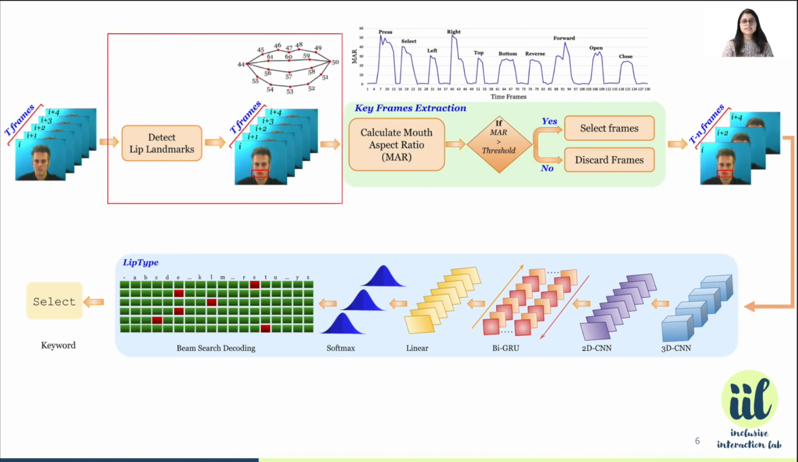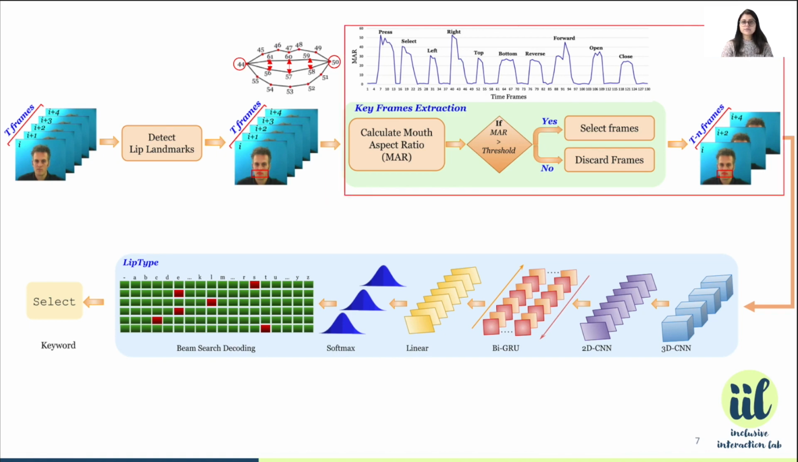So the model works in 3 steps. First, it detects the lip landmarks and then measures the mouth aspect ratio by dividing the distance between the upper and the lower lips by the distance between the left and the right corners of the mouth. All the frames with an aspect ratio greater than 20 are considered keyframes, and the remaining frames are discarded to reduce the computation time. This threshold was picked based on an ablation study that revealed that a mouth aspect ratio greater than 20 is sufficient to distinguish between the 10 selected commands.